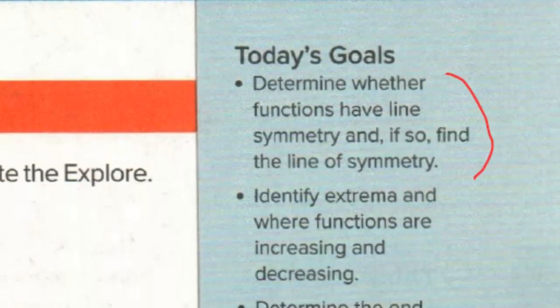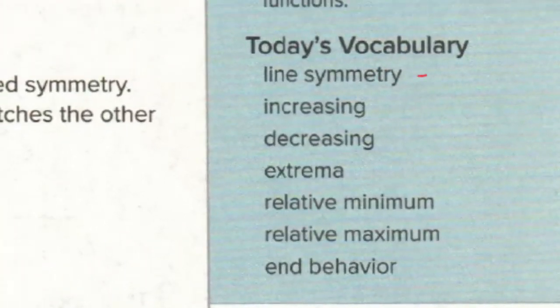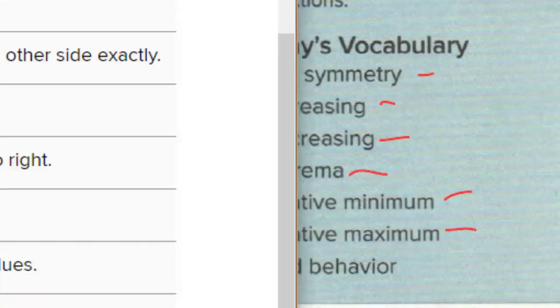Look at the goals for the day. We're going to determine whether functions have line symmetry, and if so, find the line of symmetry. We're also going to try to identify the extrema and where the functions are increasing and decreasing. Then we're going to look at the vocabulary. We've got line symmetry, increasing, decreasing, extrema, relative min or max, and we'll talk about those when we get to the graphs.